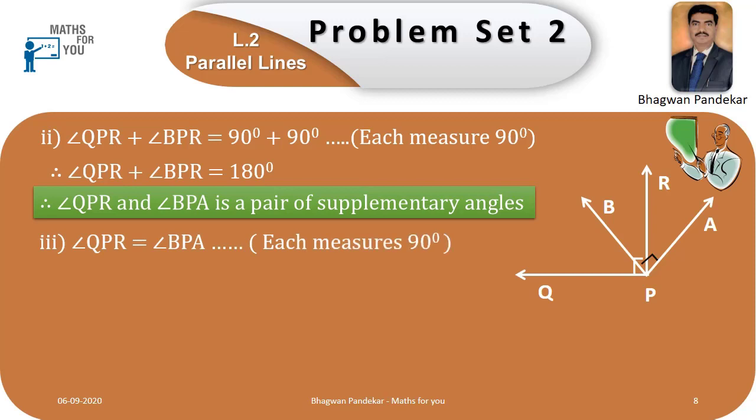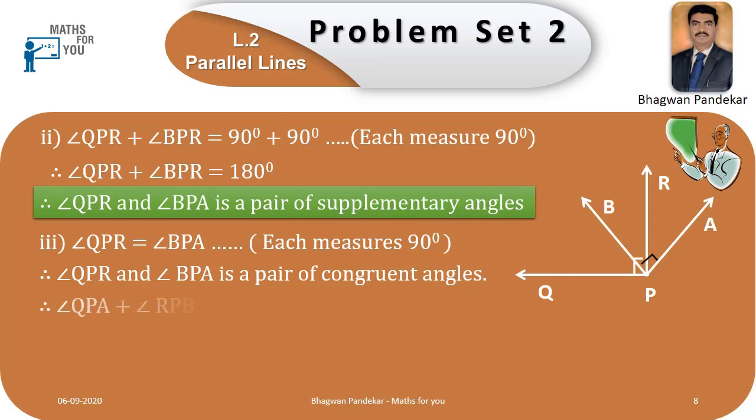Third, angle QPR is equal to angle BPA. Reason is each measures 90 degree. Therefore, angle QPR and angle BPA is a pair of congruent angles.